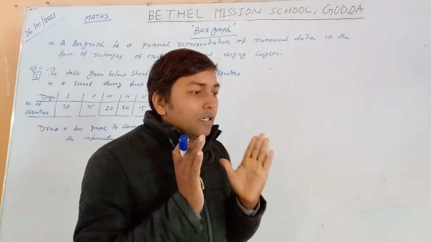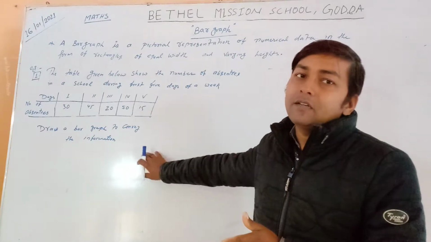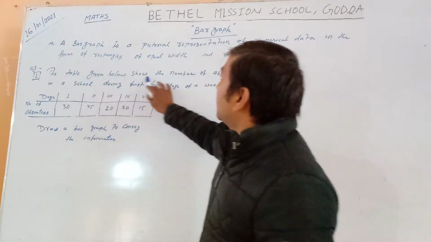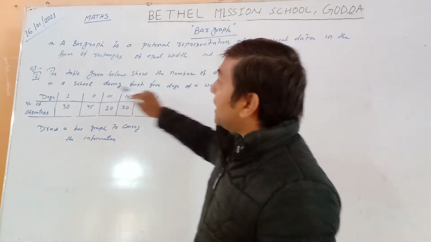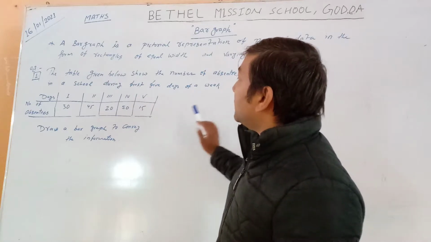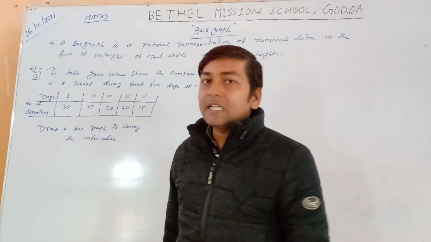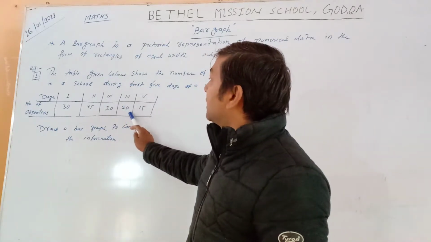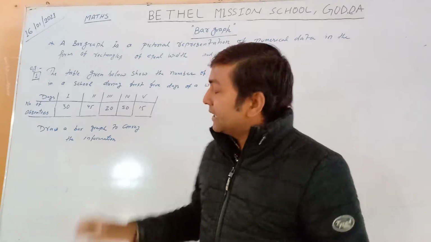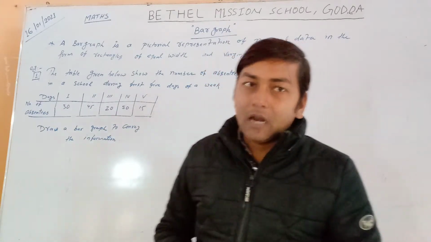First, information had been given. Suppose that I have taken one example here. Information given, first day, second day, the table given below. So the number of absentees in the school during the first 5 days of the week. First 5 days, the number of absentees has been given. This is the numerical data. Okay, and this one you have to represent by a bar graph.